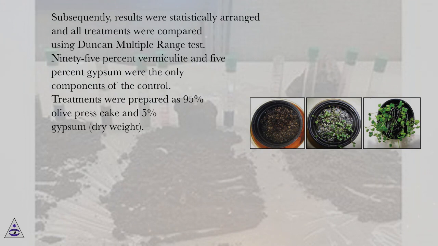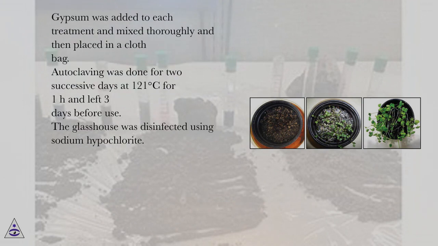95% vermiculite and 5% gypsum were the only components of the control. Treatments were prepared as 95% olive press cake and 5% gypsum, dry weight. Gypsum was added to each treatment and mixed thoroughly and then placed in a cloth bag. Autoclaving was done for 2 successive days at 121 degrees Celsius for 1 hour and left 3 days before use. The glasshouse was disinfected using sodium hypochlorite.